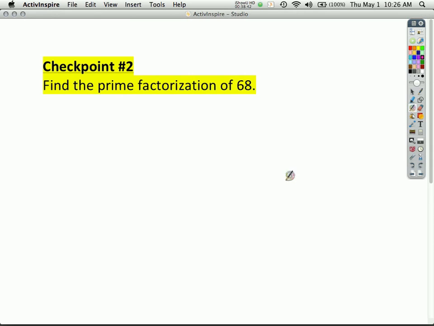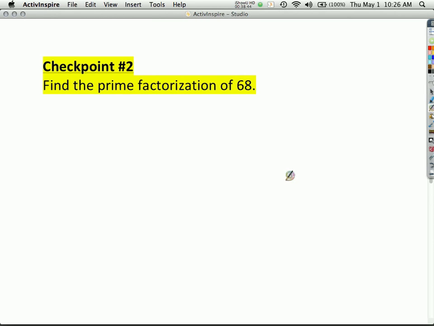What'd you get? Start with Essence, Angela, DeAndre. What'd you get? Okay. Do you agree? 2 squared times 17. Very good. So everybody agrees that it is 2 squared times 17. Excellent. Give me a thumbs up if you got checkpoint number 2 correct. Good. Put your thumbs down. Does anyone have any comments or questions?